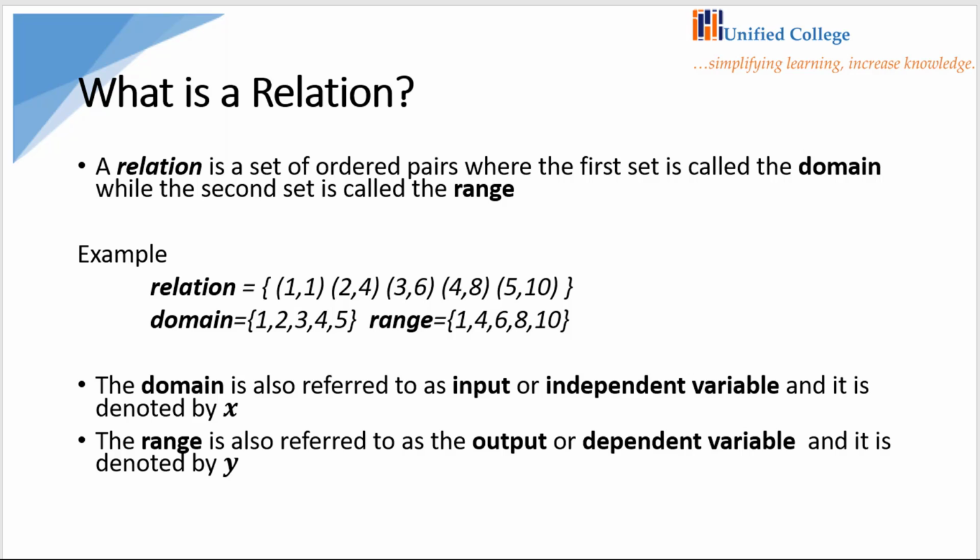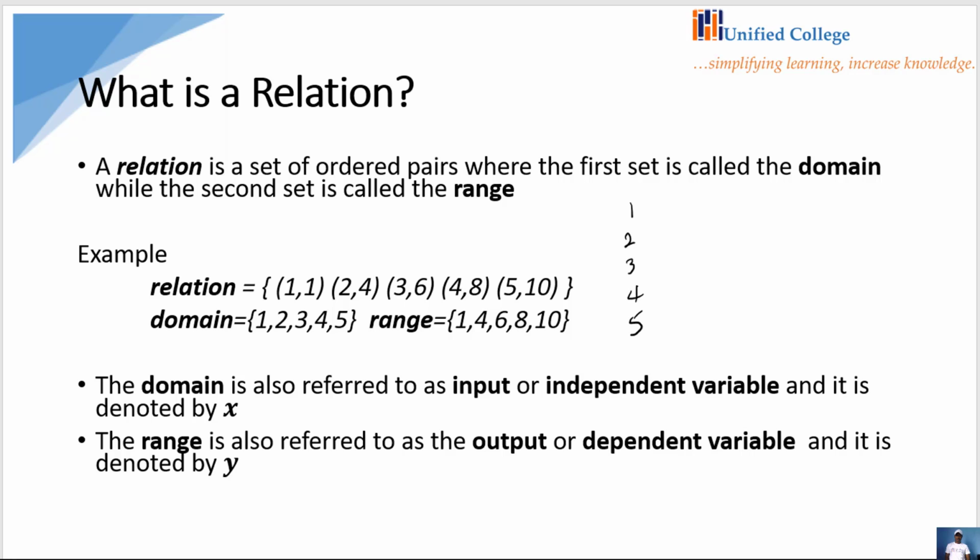A relation is a set of ordered pairs where the first set is called the domain, while the second set is called the range. An example of a relation is as shown. Now there's something in relation which maps. Now if you have 1, 2, 3, 4, 5.